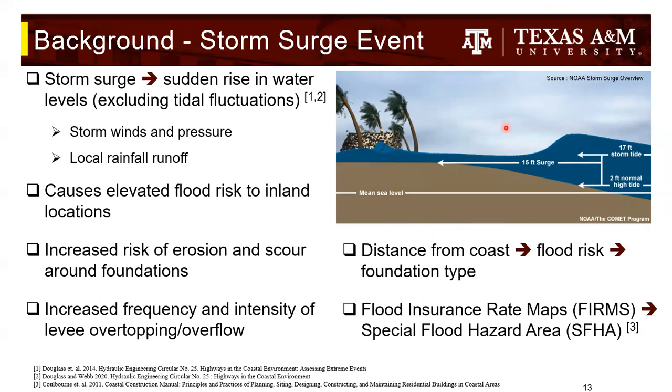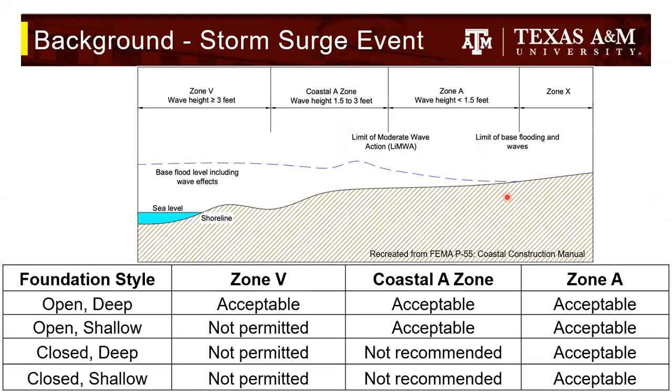And now let's go into what FEMA has in its guidelines for the built infrastructure, the foundation system. So as you can see, this is the FEMA P55 guideline for coastal construction. Essentially, FEMA has divided the coastal regions near the shores into four major zones. The first one is zone V, then the coastal A zone, and then zone A with wave height less than 1.5 feet, and zone X.